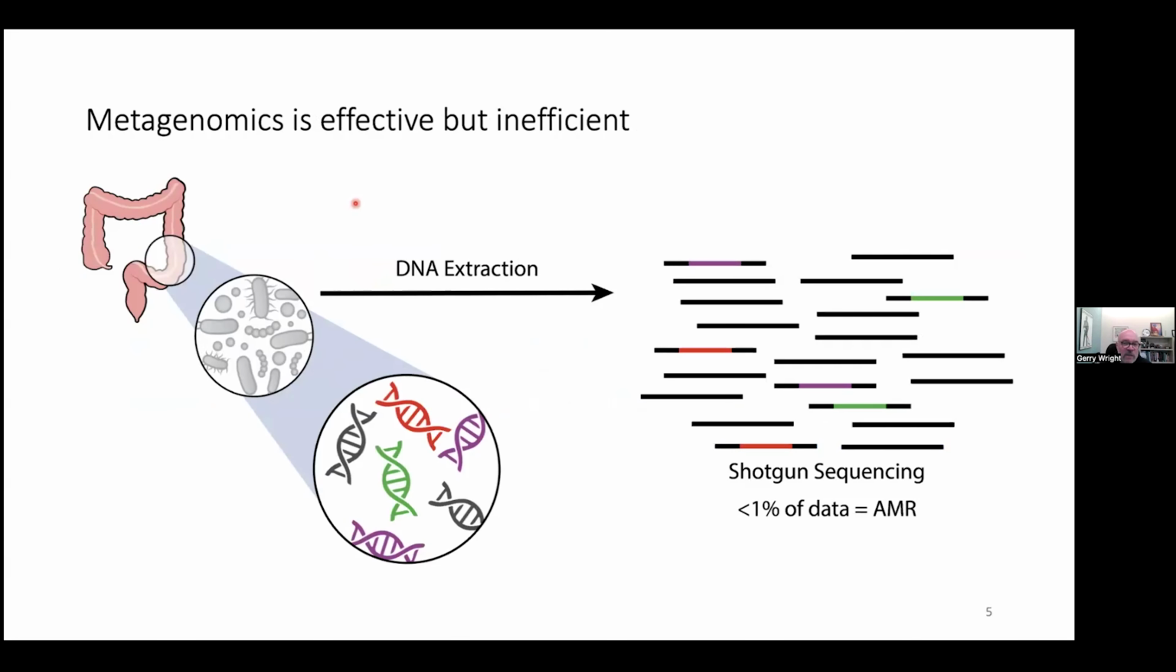So metagenomics is great, but very inefficient. If you want to get an understanding of all the genes in a metagenome, let's say it's a gut sample or even a sample from an infection site, you're going to get mostly DNA that is not what you're interested in. You're going to get either host DNA or other microbes or the other genes on the microbes that you really don't care about if you're interested in AMR.